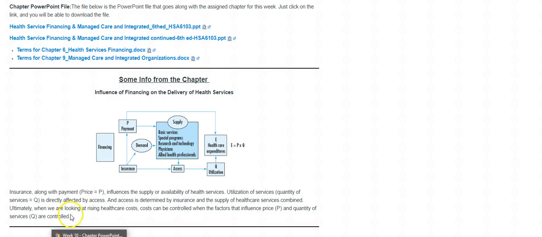So here is some info from the chapter section from this week's module. The first portion of it covers Chapter 6 and the last portion covers Chapter 9. Now, as in our previous videos, really quick, I want to make sure that you know you have your PowerPoint presentation, which is right here. It's actually the continued one, which is for Chapter 9. And here is the terms and definitions for Chapter 9.